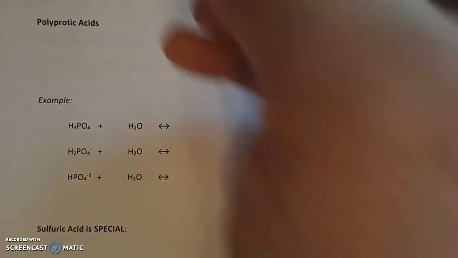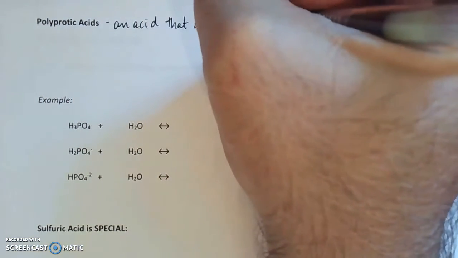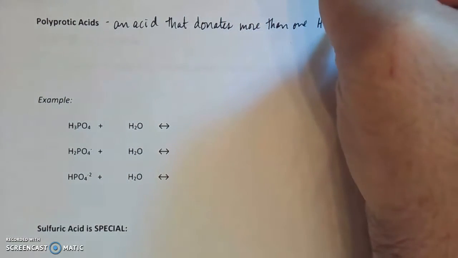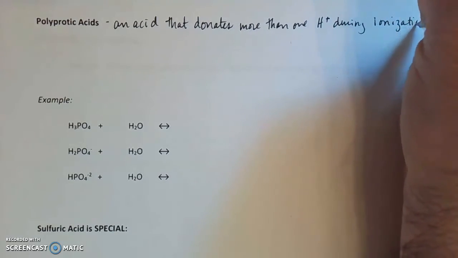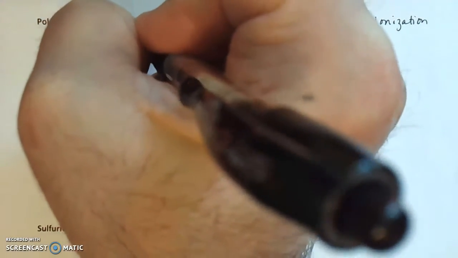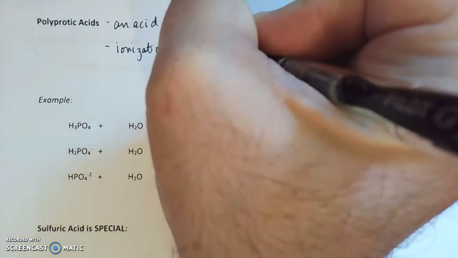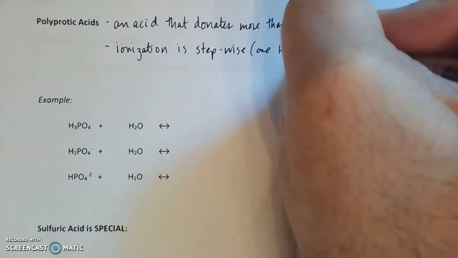A polyprotic acid is an acid that donates more than one H plus during ionization. Now, this ionization is stepwise. So what that means is it's one H plus at a time.